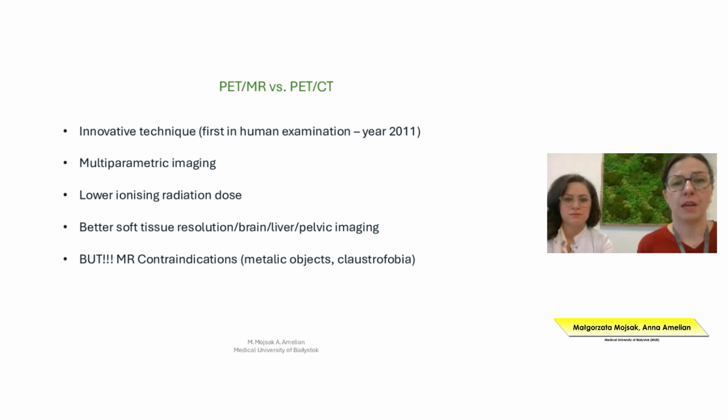However, we need to bear in mind the fact that in case of PET MR, we have more contraindications compared to PET-CT technology. And here we need to speak about these contraindications. The main contraindications include metallic objects and claustrophobia. In case of PET-CT, it is pregnancy. So, as you can see, PET MR has more contraindications compared to PET-CT. As I said, metallic objects and claustrophobia.